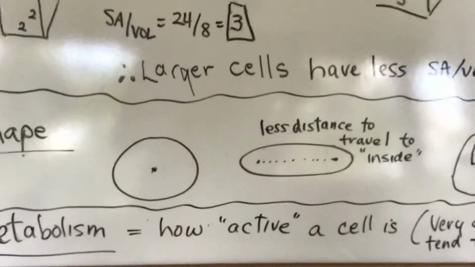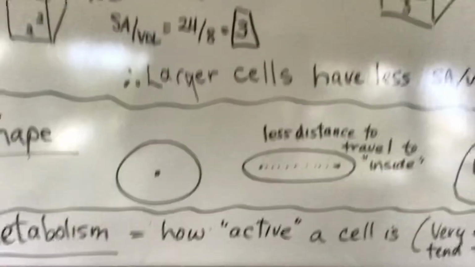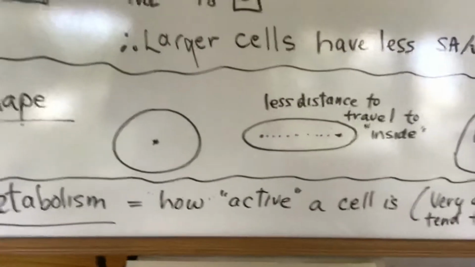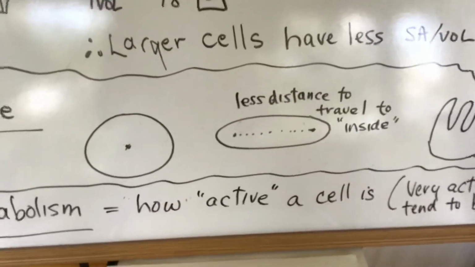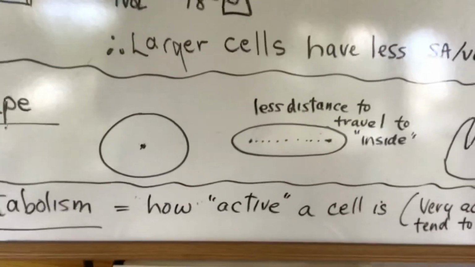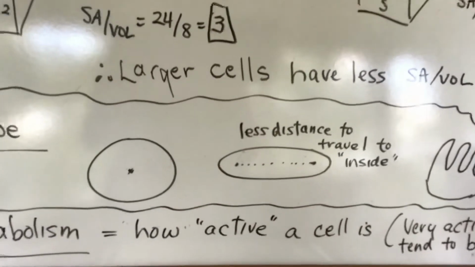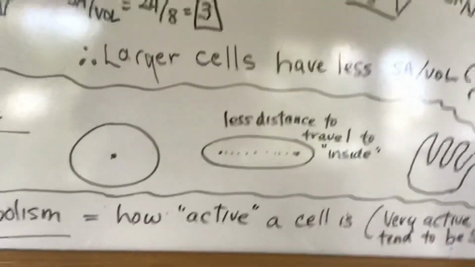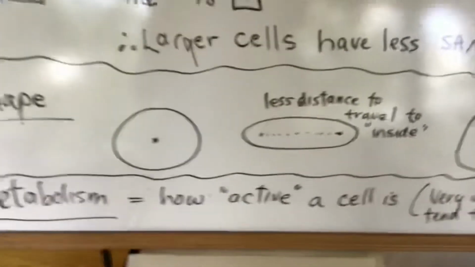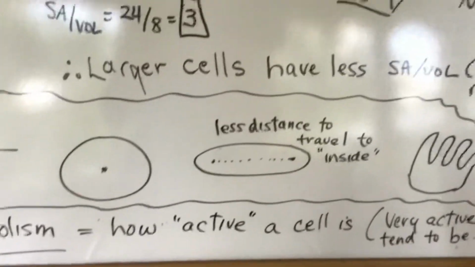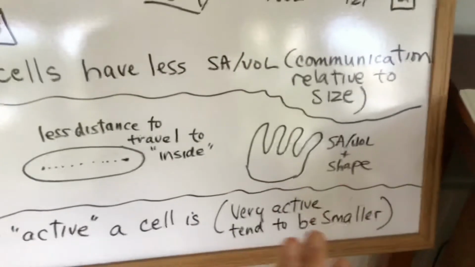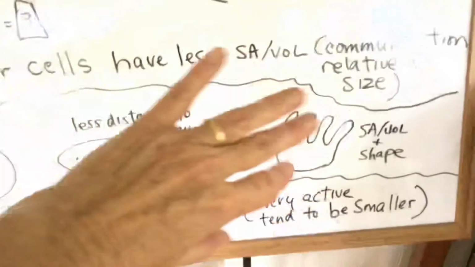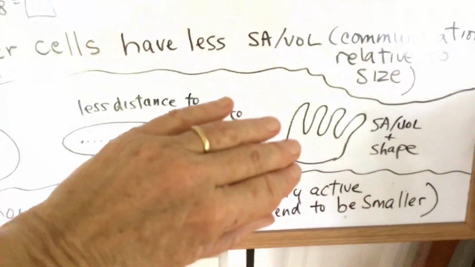An example of this is you might compare, for example, your skin cells, which are just blocking the way of things getting in and out of your body, versus something like a brain cell. A brain cell is very active, or a liver cell, or something like that, where they are really bringing a lot of things in and out of it. These very active cells tend to be on the smaller side, or have a shape that allows them to be active.